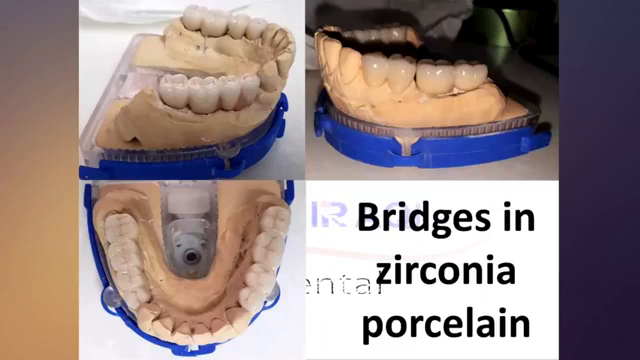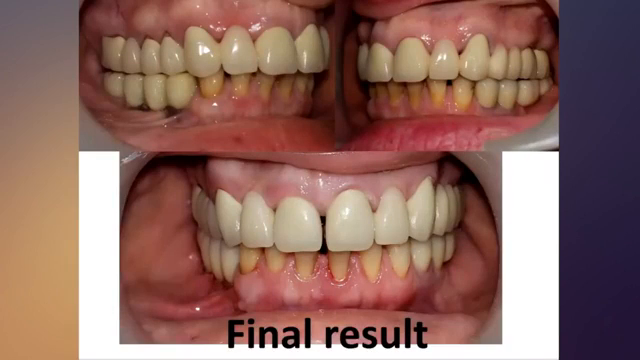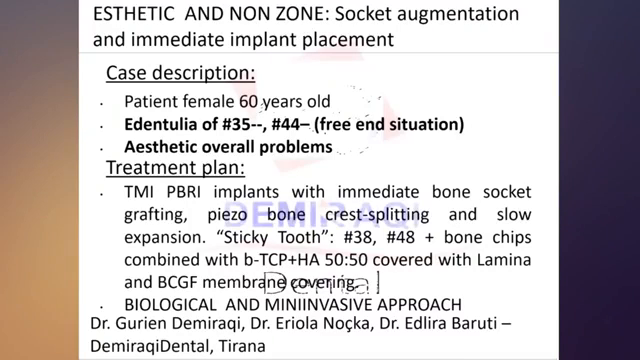In about 4 months, I placed the resin bridges, and then in a couple of months, these are the final zirconia ones. And blue gel is used regularly since she needs all the help she can get with her hypothyroidism and her diabetes. And this is the final result and the 1 year follow-up. Nothing has changed. This is about 3 years now, but it's all good.